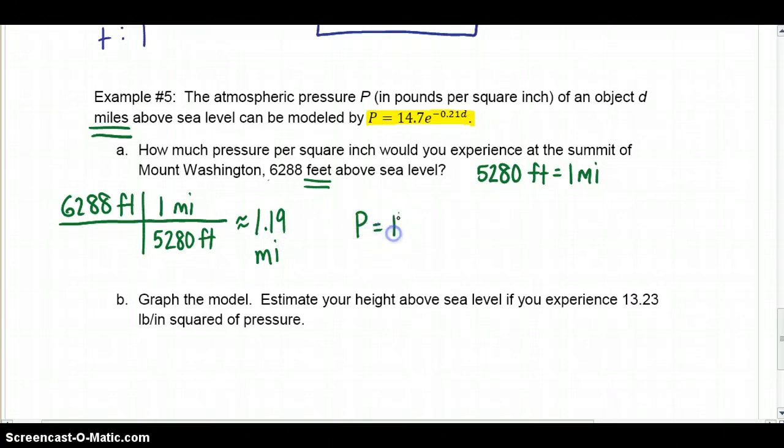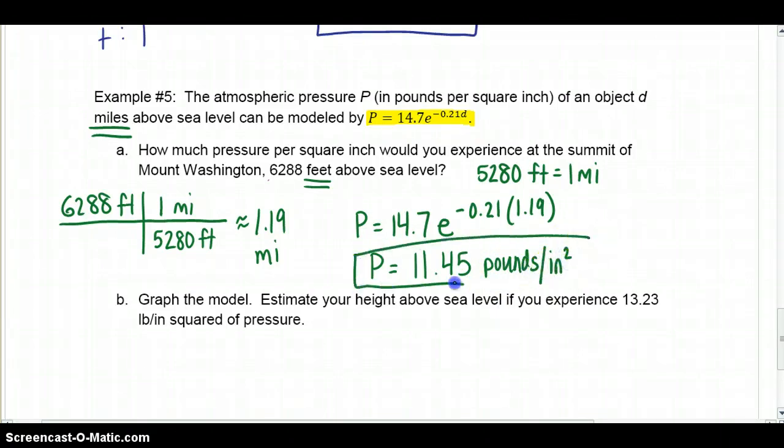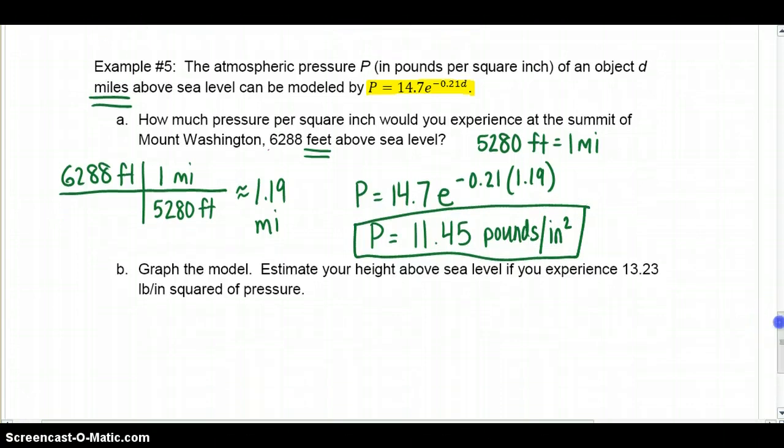P is going to equal 14.7 e to the negative 0.21 times 1.19. And this you would just type straight into your calculator. So if you did, and I would suggest trying it to make sure you get the same number as me, you should end up with a pressure of 11.45. And don't forget your units. P is in pounds per square inch, per inch squared. So there's my answer. Alright, letter B is a little more interesting.